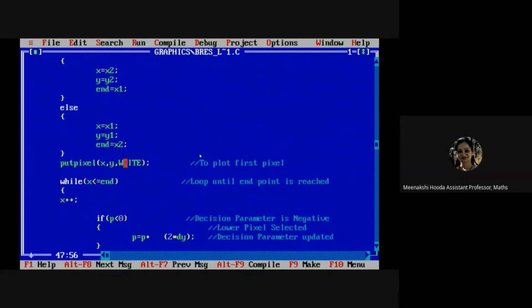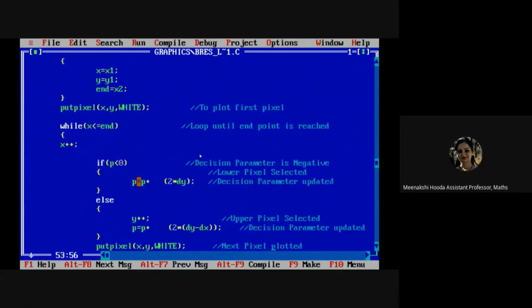Here we are plotting the first pixel related to the line, the pixel x, y. Whatever values we have set over here, either the second coordinates that the user has entered or the first coordinates, we will take those values and plot that particular pixel on the screen. Now we are starting the loop to plot the rest of the pixels. While x is less than or equal to end, we are starting from the first point and we will reach the end point. Until the whole line is drawn, the loop will keep repeating.